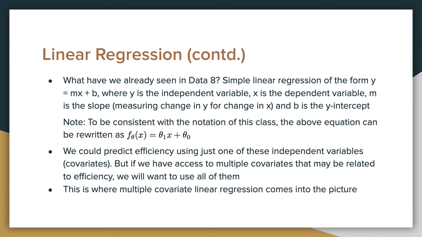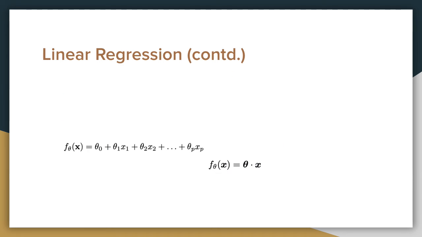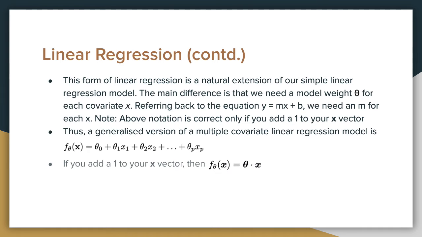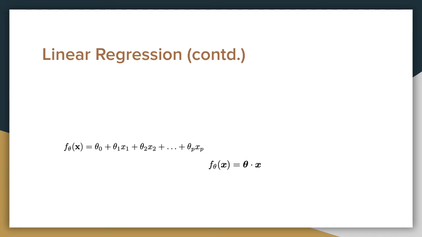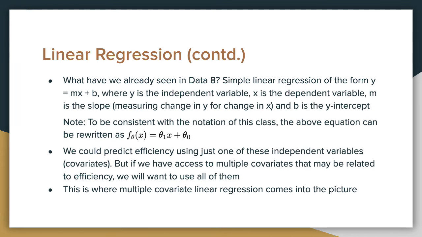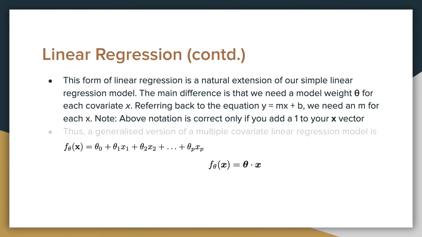This is when we want to generalize to multiple covariate linear regression. Covariates are basically just what your x's are. So in y is equal to mx plus b, x was your singular covariate, but now we have multiple covariates, so we need to refer to them separately.